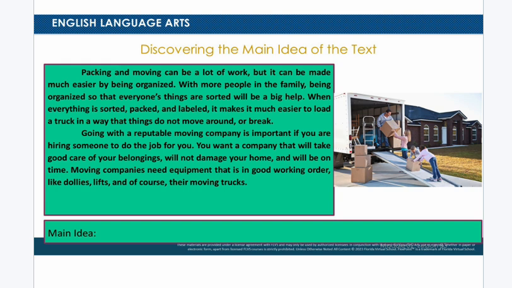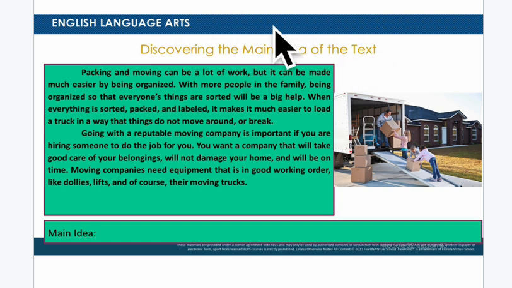Going with a reputable moving company is also important if you are going to hire someone to do the job for you. You want a company that will take good care of your belongings, will not damage your home, and will be on time. Moving companies need equipment that is in good working order, that has stuff like dollies, which are these items right here, a lift, and of course, a moving truck.